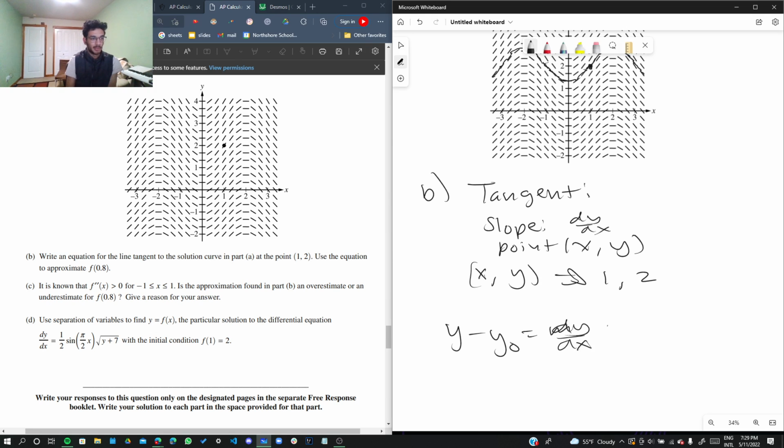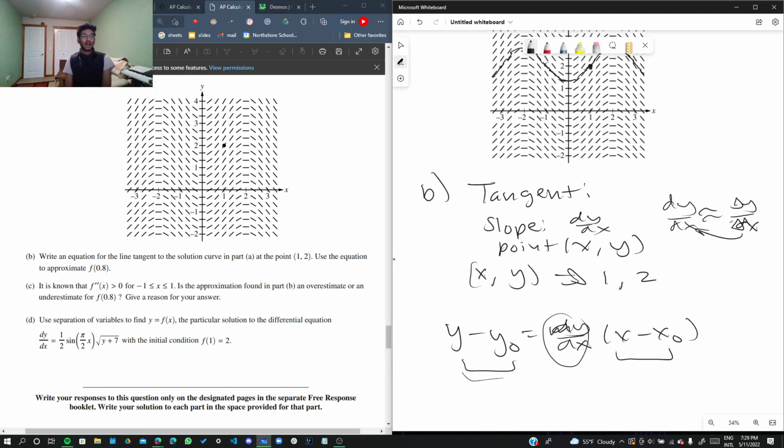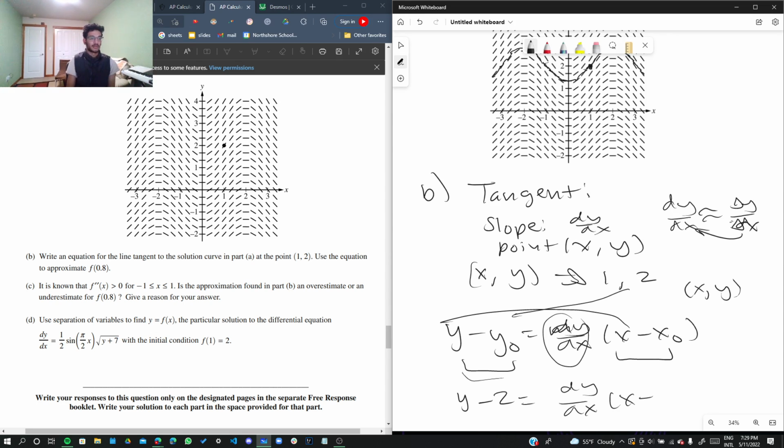So dy/dx, I mean, you can understand how this works. It's the change in y over the change in x, and this is the slope, right? Let's say this is approximate: the change in y over the change in x. If you multiply both sides by the change in x, you get the slope-point formula right here. So you have y minus y0 equals the slope times x minus x0, where x0 and y0 are your actual point. Let's plug this in right here: y minus 2 is equal to dy/dx times x minus x naught. Sorry, not x naught. This is x minus 1 right there.